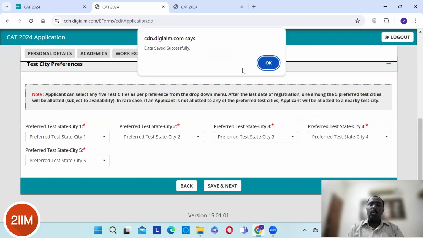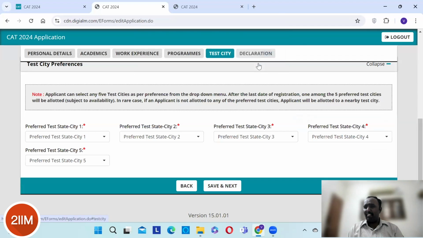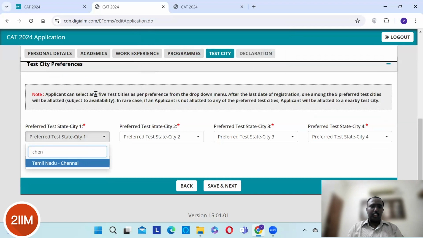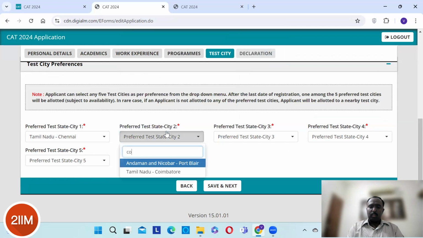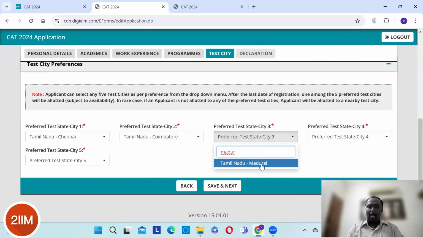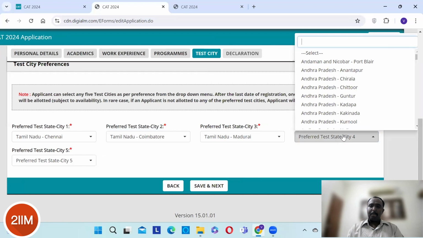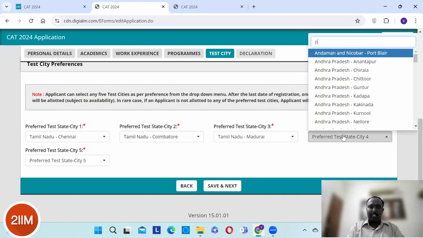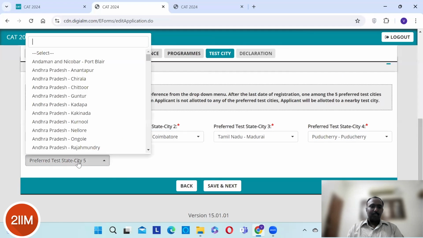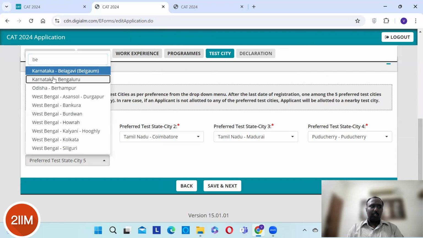Now we need to go for the test cities. You need to select 5 cities. The first one will always be the closest city. I would be choosing Chennai. The next I would choose my hometown, Coimbatore. Then I'd be choosing Madurai. If at all not, then I'll choose the Puducherry. That's Pondicherry. And Bangalore. So Bangalore would be my next option.